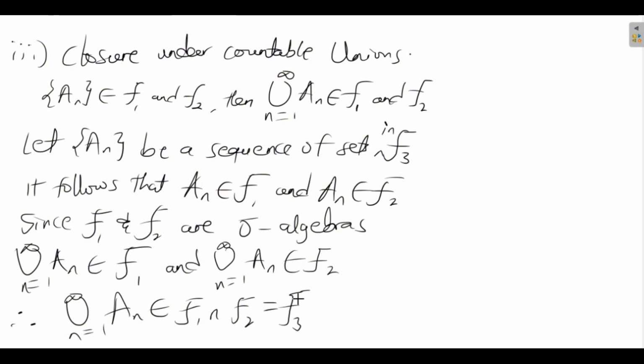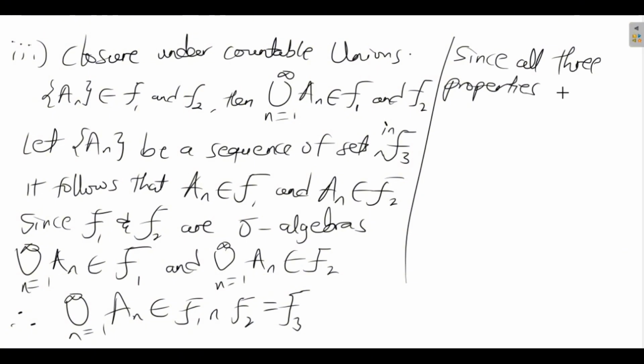So we have been able to show that if you have a sequence of sets AN which belongs to F3, then the union from n equals 1 to infinity of AN of these sequences of sets also belongs to F3. Now, since all three properties hold, we can confidently conclude that F3 is a sigma algebra.